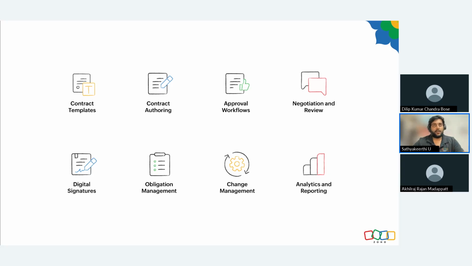You can easily build your contract types from scratch. You have a word processor inside to draft and author your contracts. You can configure approval workflows and sort out the approvals, negotiate your contracts with your vendors or your customers, then execute the contract for digital signatures with the power of Zoho Sign. Zoho Contracts and Zoho Sign are bundled together, so both applications come under a single roof.